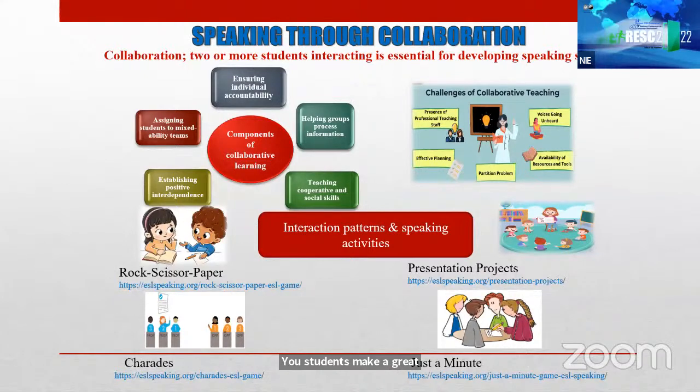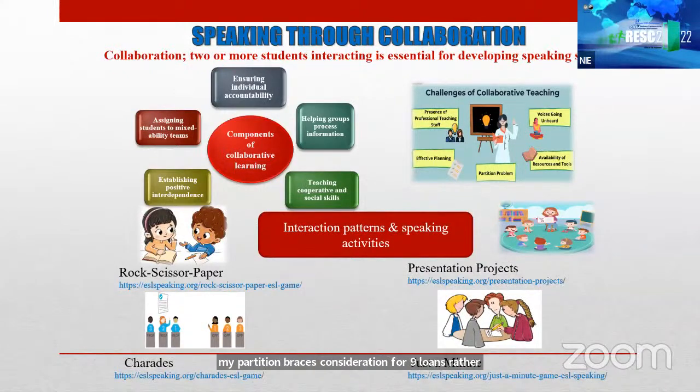When you conduct collaborative and interactive learning activities in your classroom, make sure to give clear instructions. Focus the discussion with a question or a topical interest. Organize the groups with a purpose, having learning objectives in mind. Plan for each stage of the group work. Consider ways of assigning roles rather than appointing a leader. The challenges or difficulties that hinder collaborative teaching are voices going unheard, availability of resources and tools, partition problem, effective planning, and presence of professional teaching staff.